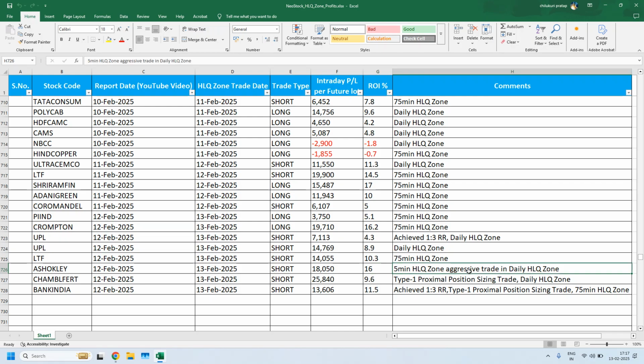This is an aggressive trade setup. I discourage you from going for aggressive trade setups, but not high liquidity zones. Whenever there are 5 minute high liquidity zones inside a daily or 75-minute zone, you can directly take the trades. You need not think about anything. No further clues are required. It is a high liquidity zone.